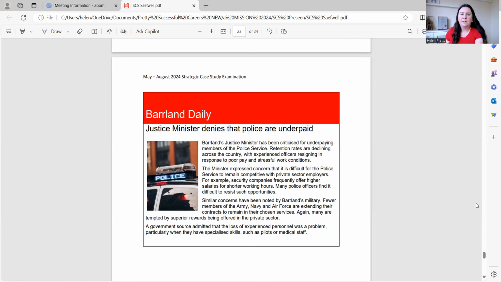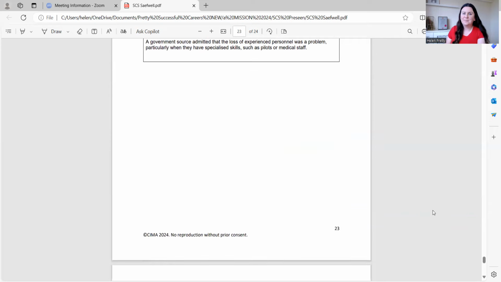Many police officers find it difficult to resist such opportunities. Similar concerns have been noted by Berlin's military. Fewer members of the Army, Navy and Air Force are extending their contracts to remain in their chosen services. Again, many are tempted by superior rewards being offered in the private sector. A government source admitted that the loss of experienced personnel was a problem, particularly when they have specialist skills such as pilots or medical staff.